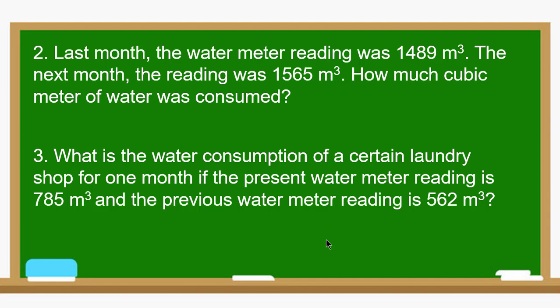Number 2. Last month, the water meter reading was 1,489 meter cube. The next month, the reading was 1,565 meter cube. How much cubic meter of water was consumed? The answer is 76 meter cube.